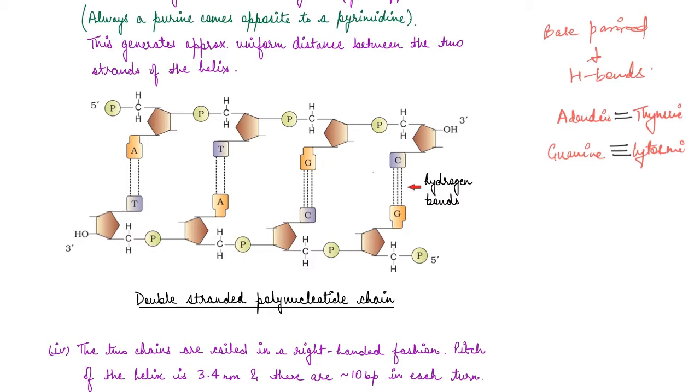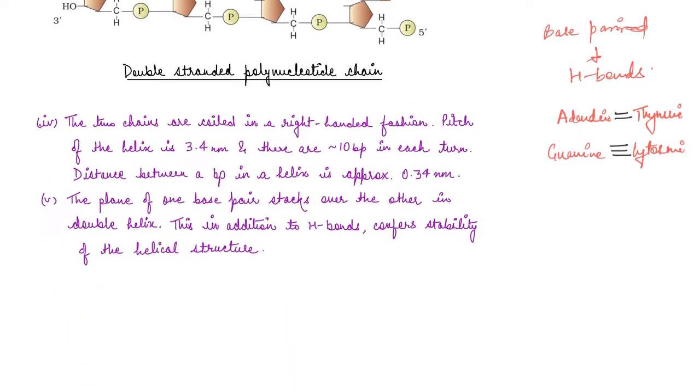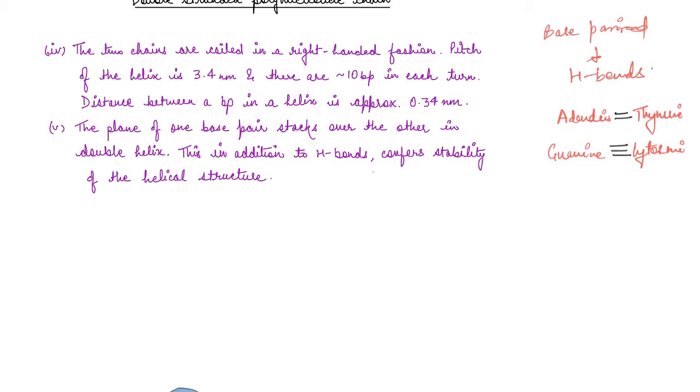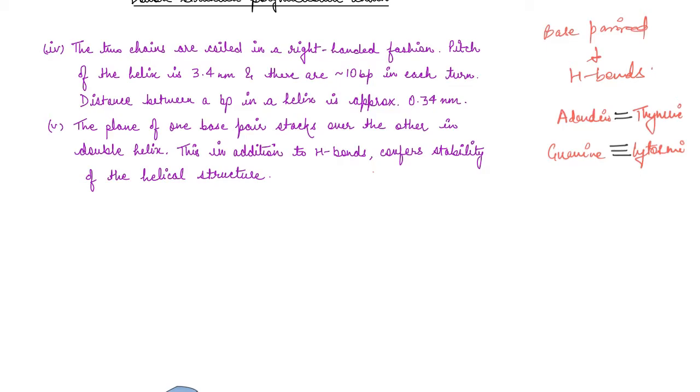So this is the third feature. Now the fourth feature is that the two strands are coiled in a right-handed fashion. The two strands, I'll repeat it again, are coiled in a right-handed fashion, and the pitch of each helix is 3.4 nanometer, right? There are around 10 base pairs in each helix, in each turn.